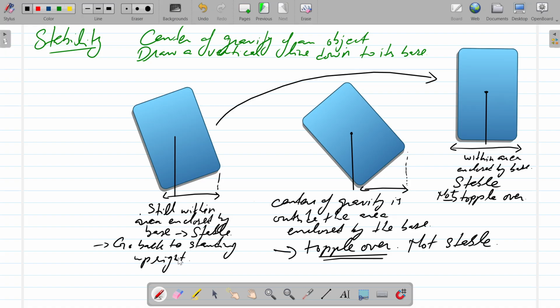Is that clear? Yes. Did the illustrations help? Yeah. Okay.